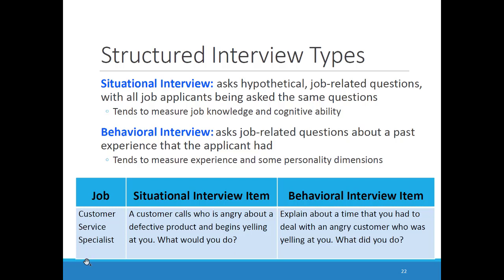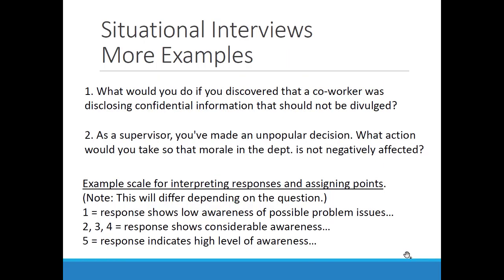So if the job, for instance, is a customer service specialist, a situational interview item could be: a customer calls who is angry about a defective product and begins yelling at you. What would you do? So again, this is asking what the person would do in that situation hypothetically. A behavioral interview question would be: explain a time that you had to deal with an angry customer who was yelling at you. What did you do? So again, it's focusing on the experience that the person has. The next slide gives some more examples of situational interviews and an example scale for interpreting responses.